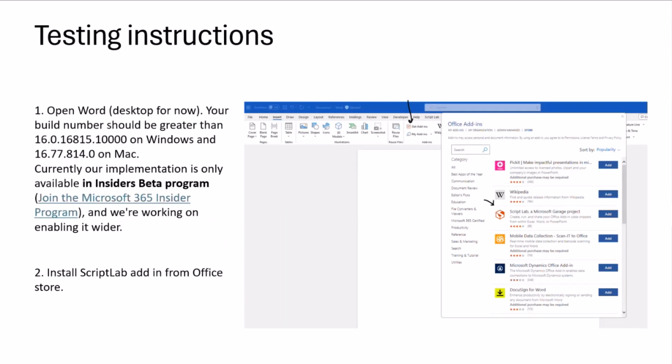The testing instructions. You would need to check the build number, the version of Word that you have. It needs to be greater than these two versions for Windows and Mac. If you're not part of the beta program, you should join. Here's the link, so you can actually join this program. And then just install the Script Lab add-in from Office Store.